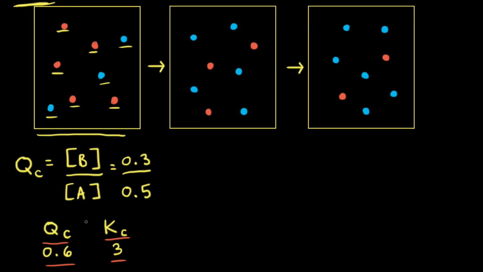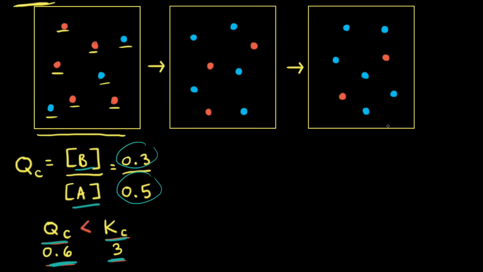In this case, Qc is less than Kc. Since Q is not equal to K, at this moment in time, the reaction is not at equilibrium. In order for this reaction to reach equilibrium, Q needs to be equal to K. And since Q is a lot smaller than K, we need to increase the numerator and decrease the denominator. So that means we have too many reactants and not enough products.